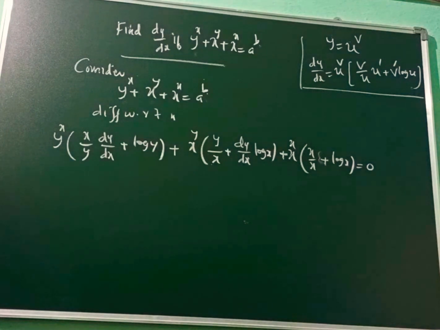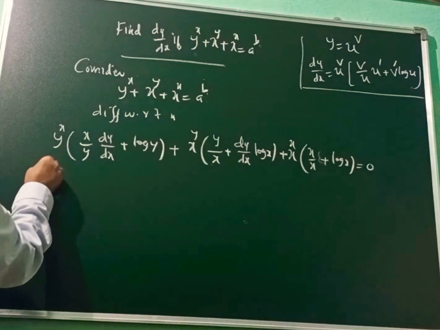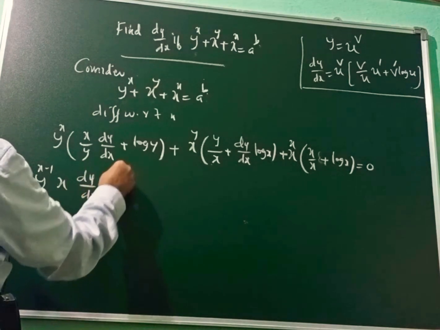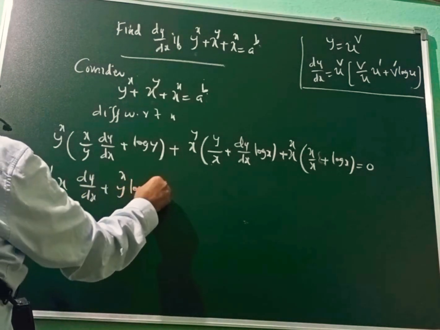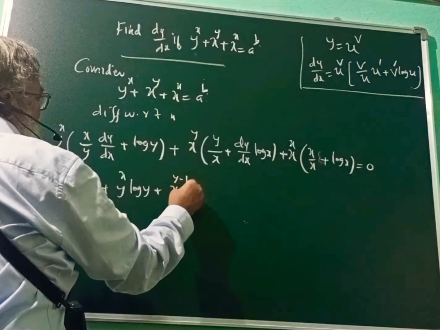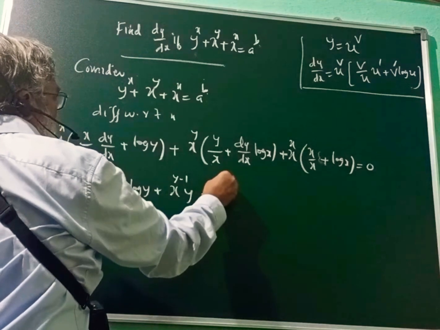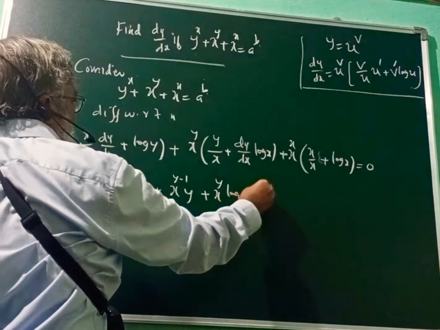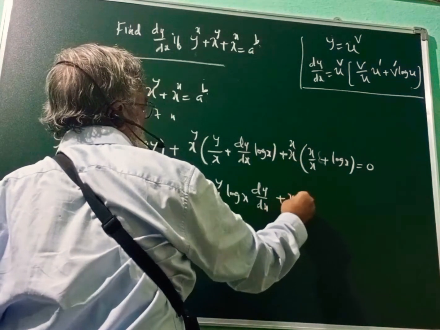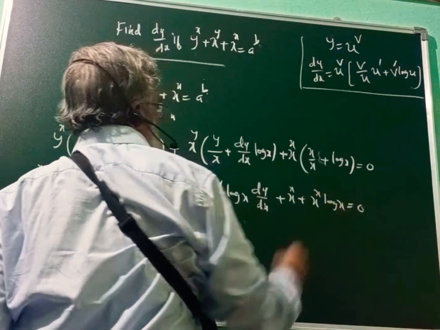The only thing left is collecting the terms in dy by dx. We can write this as y raised to x minus 1 into x into dy by dx plus y raised to x into log y, plus, by opening the bracket, we can write y minus 1 into y, plus x raised to y into log x dy by dx, plus x raised to x plus x raised to x into log x is equal to 0.